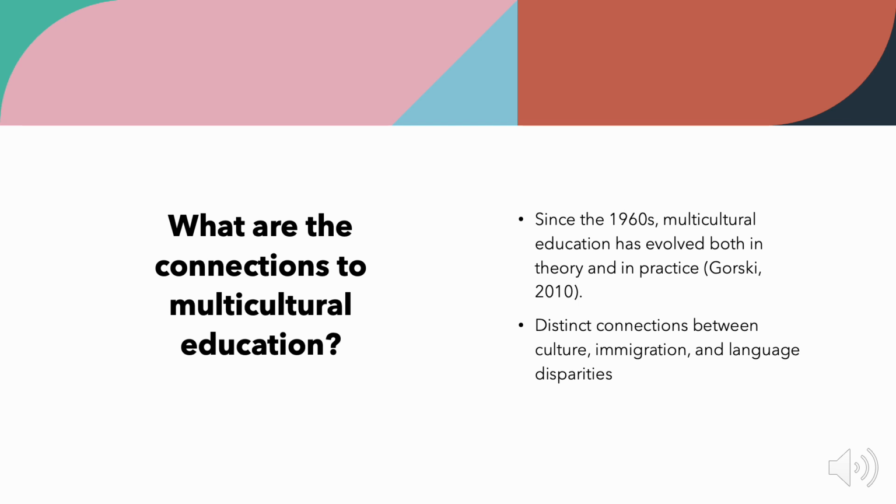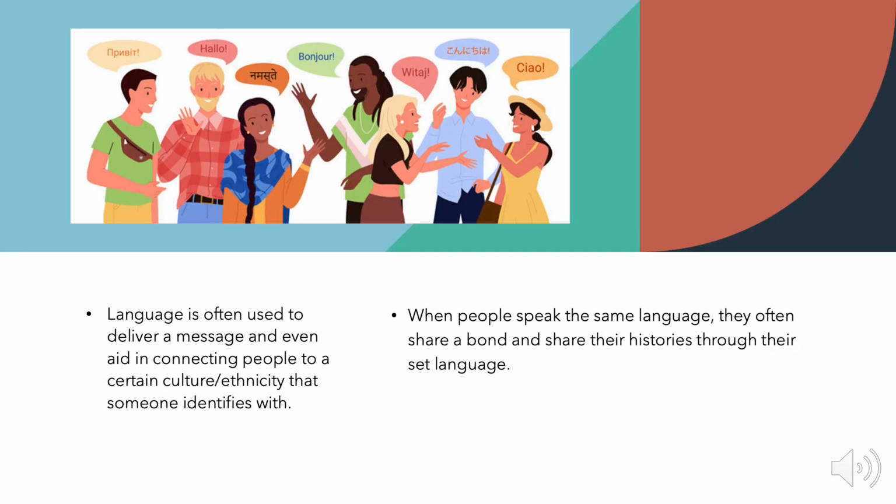Throughout this book, there are distinct connections between culture, immigration, language disparities, and racial/ethnic prejudice. When we discuss language, we often say that it is to deliver a message and even aid in connecting people to a certain culture or ethnicity that someone identifies with. When people speak the same language, they often share a bond and share their histories through their set language.